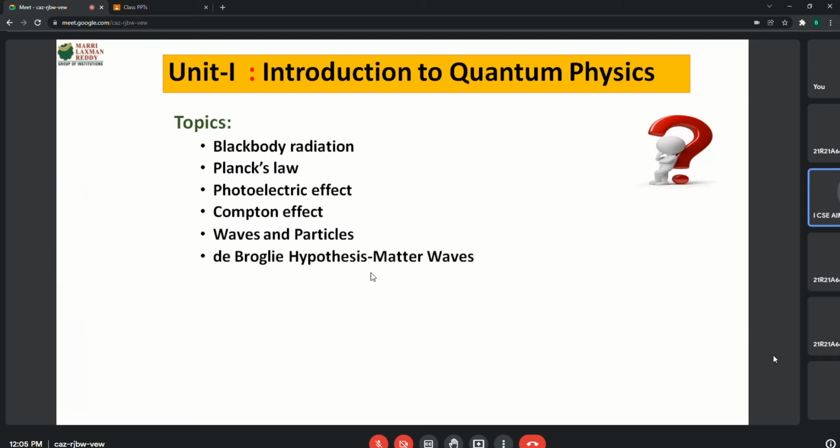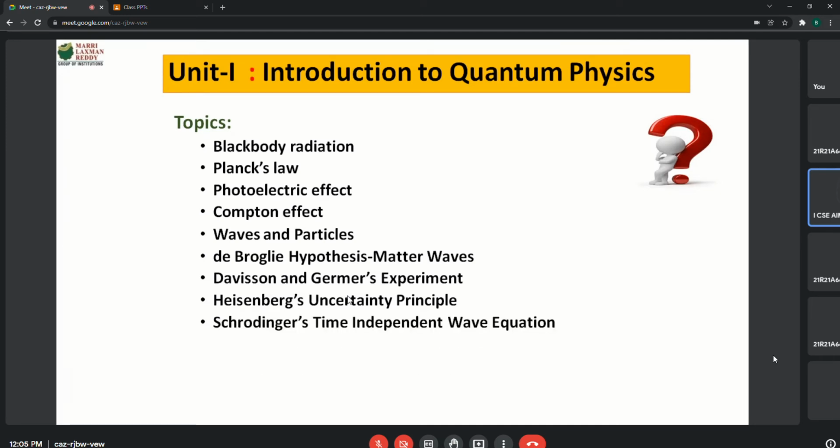Next, the de Broglie hypothesis, matter waves. The de Broglie equation, lambda equals h by mv or h by p, and what matter waves are and their properties. Next, the Davisson and Germer experiment also we discussed. These are all the topics that come under Unit 1. Next, the Heisenberg uncertainty principle. Next, Schrodinger's time independent wave equation, and the physical significance of the wave function psi.